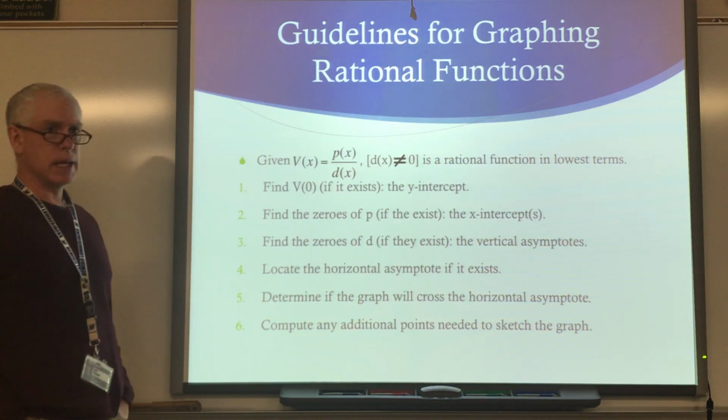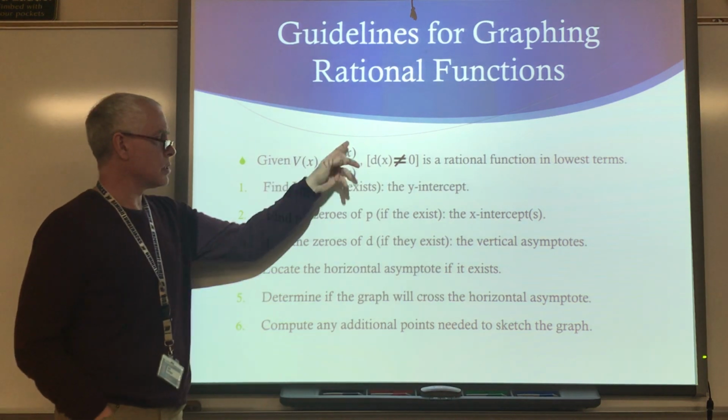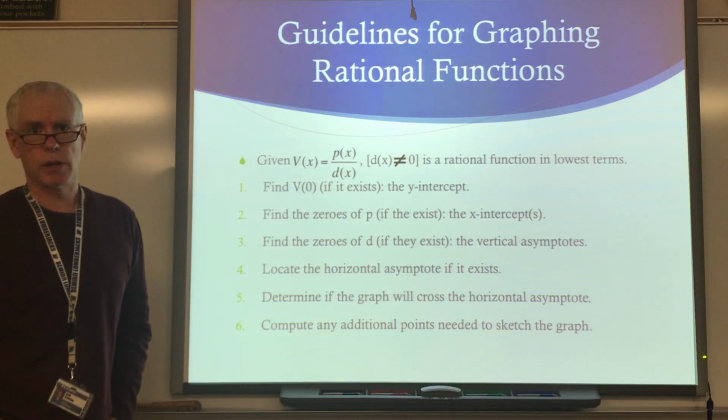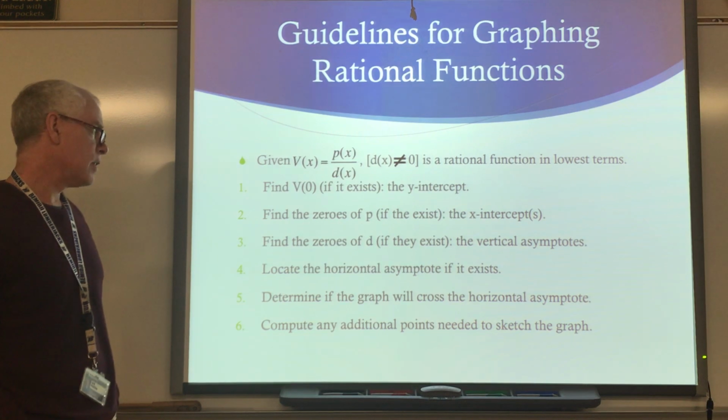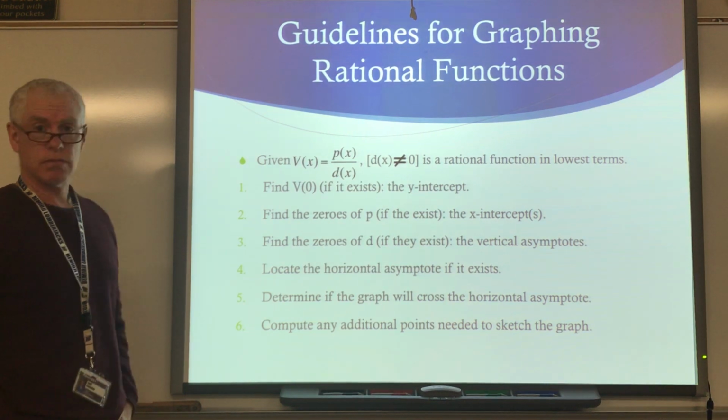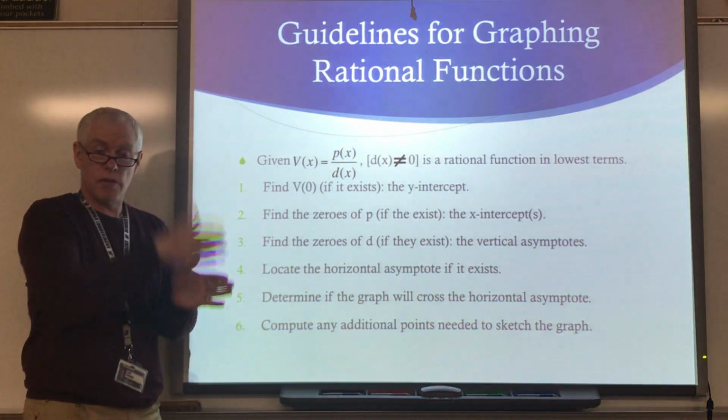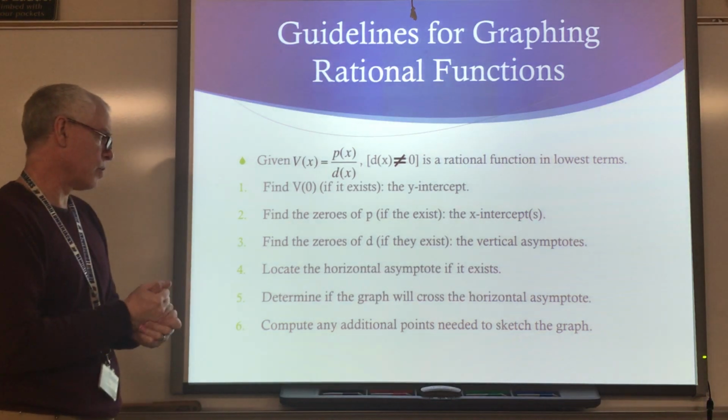Find the zeros of p. So where's the top 0? That's going to be the x-intercepts. Where do we cross the x-axis? Find the zeros of the denominator. Well, we said that's going to be where our vertical asymptotes are. So we're going to draw those in.